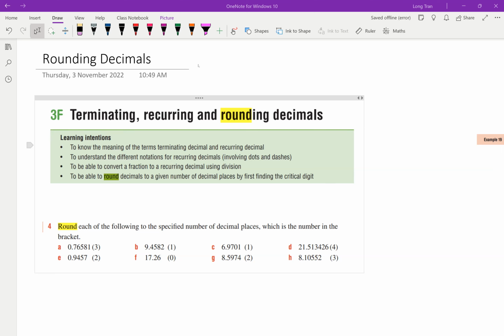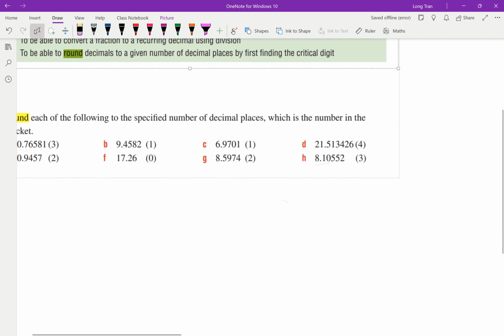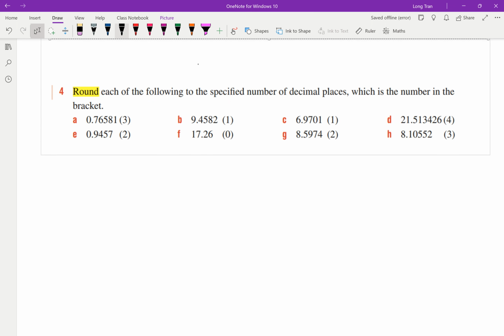Hey there, Ashley. So the video here is going to be looking at rounding decimals, and that's actually from exercise 3F from your textbook. So you can go back to 3F and have a look at some of these questions here, but I'm going to do pretty much all of these and just to show you that vibe of how do you round decimals, okay?